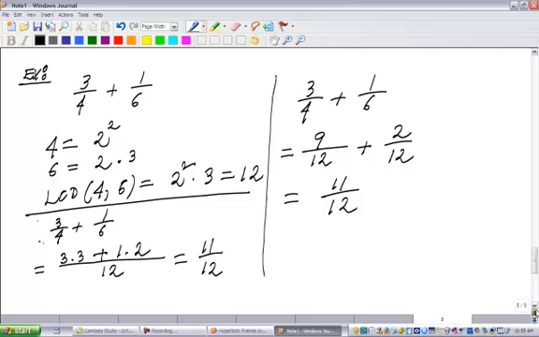9 divided by 12. Yeah, so basically I want to get 12 in both denominators. So if I want to get 12 in the first denominator, I need to multiply 4 by 3, right? But I have to multiply then the numerator by 3 also. So that's why if I multiply the numerator by 3, I get 9, right? I multiply 4 by 3, I get 12. And then I multiply the numerator 3 by 3, which is 9, right? Is that okay?